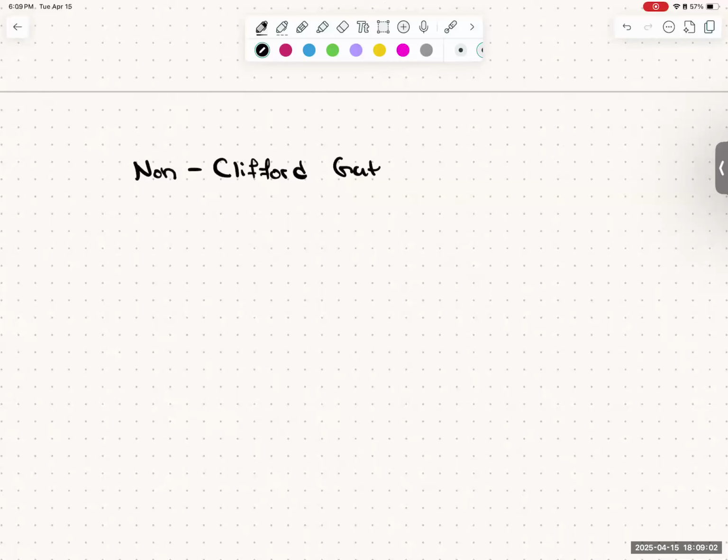Non-Clifford gates are going to be somewhat different. So what does the picture look like here? First, let's look at a naive attempt at this.